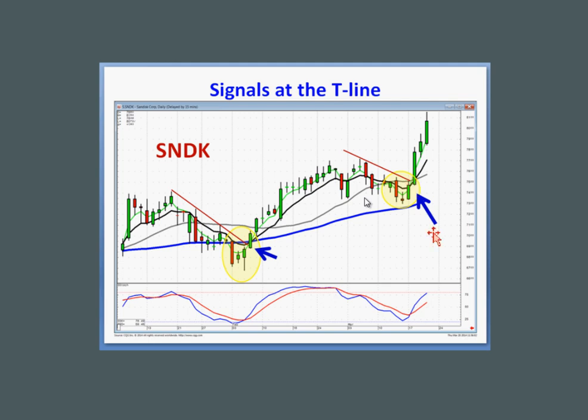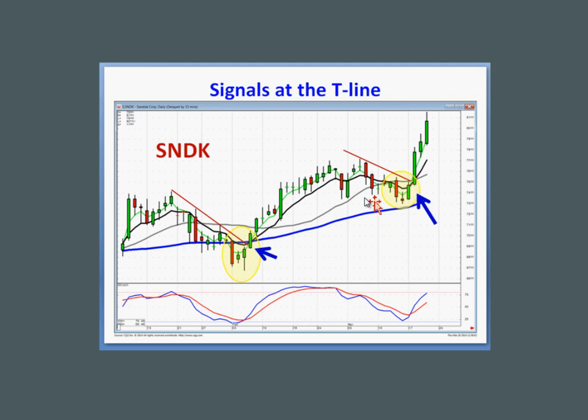Stochastics, yeah, are kind of a secondary indicator. First of all, I'm looking for buy signals in the oversold area. I'm looking for sell signals in the overbought area. That's my number one criteria. Number one criteria is the signal, and then where is it occurring? Number two criteria is where's the T line.